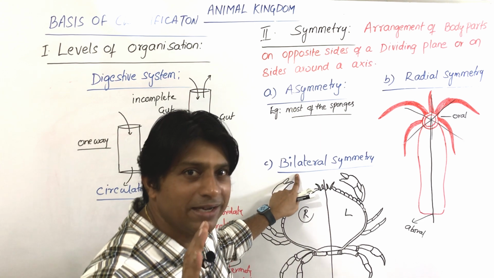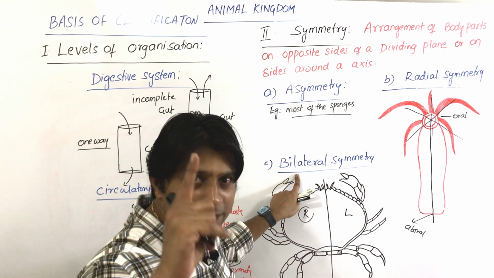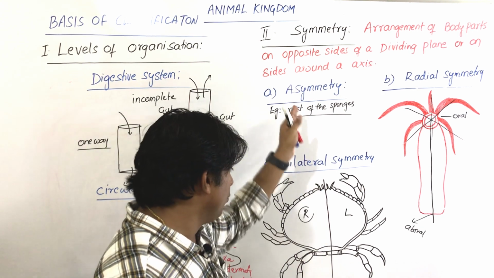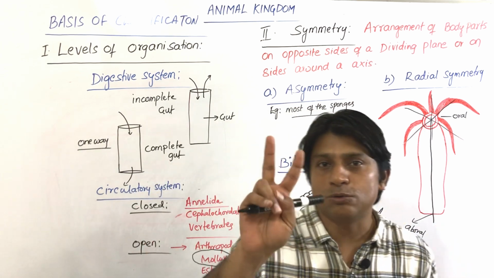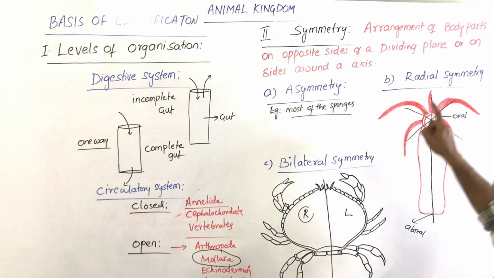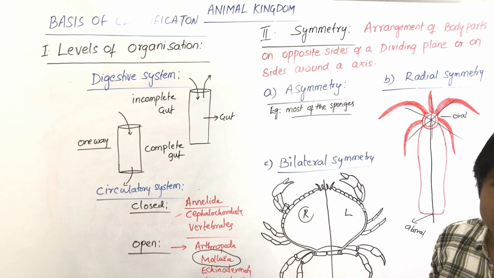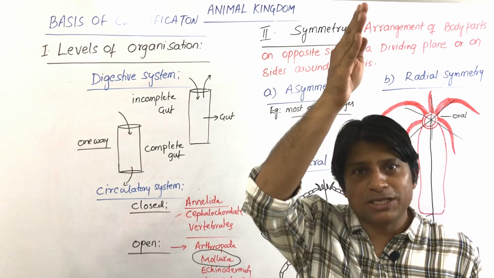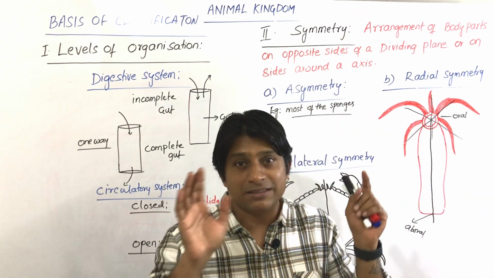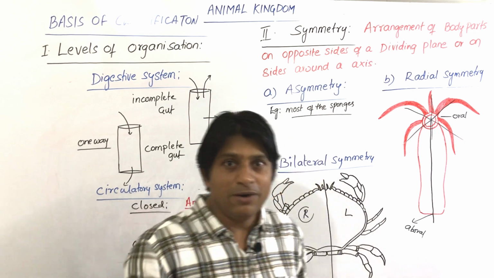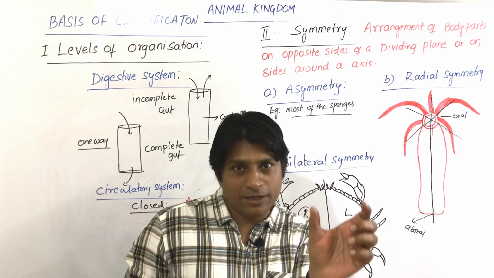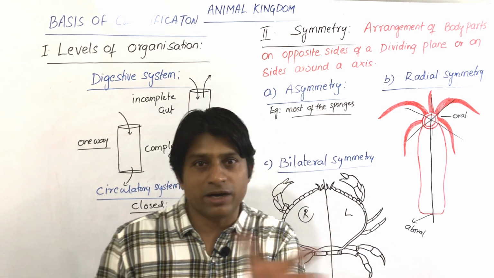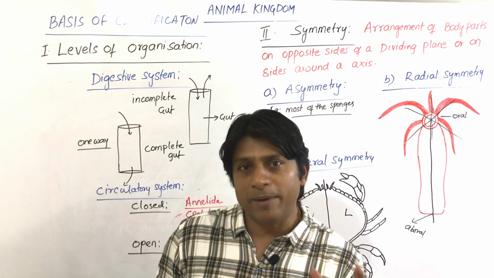So in bilaterally symmetrical animals, only along one plane we can divide the animal into two equal antimeres. Whereas in radially symmetrical animals, any plane passing through the central axis can divide. That's the difference. Remember, if a definition comes, sometimes we get confused. What is the symmetry? Whether it's radial or bilateral.